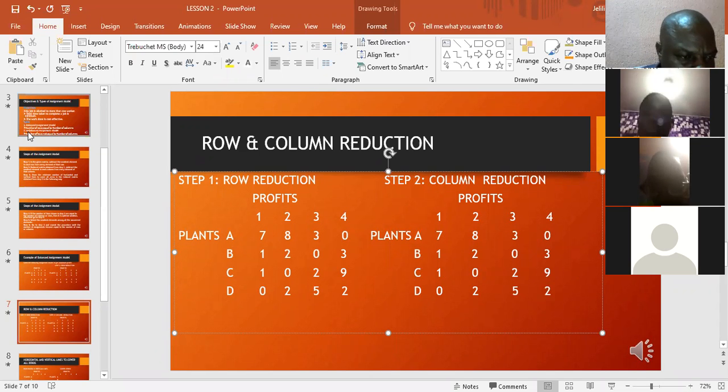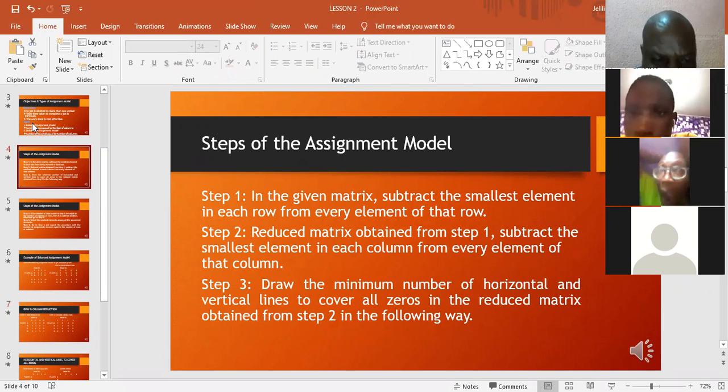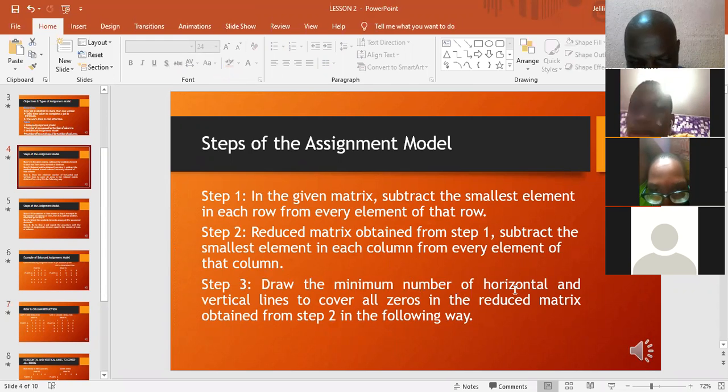Let's go back to the step again. Step 2 says reduce the matrix obtained from step 1, subtract the smallest element in each column from every element in that column. That is what we just did. Now let's go to step 3. Step 3 says draw the minimum number of vertical lines to cover all zeros in the reduced matrix obtained from step 2 in the following way.